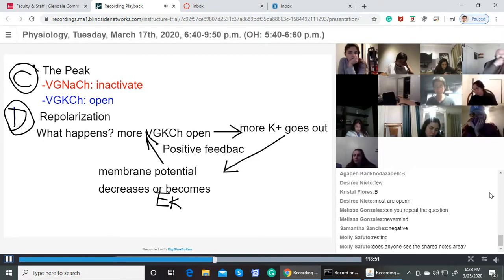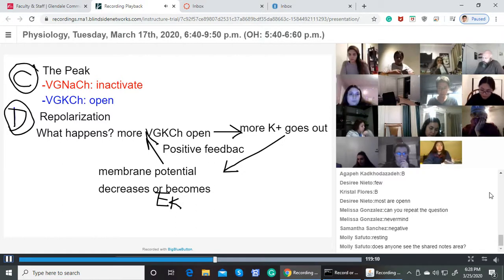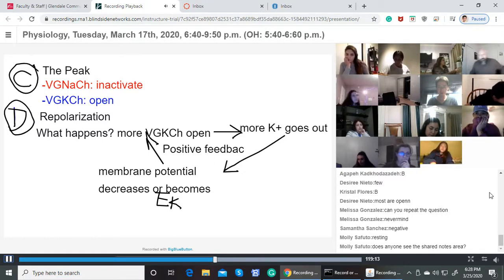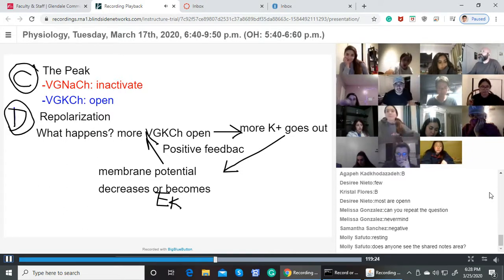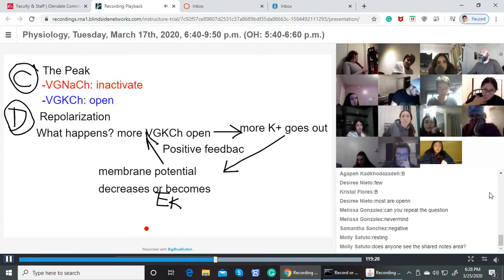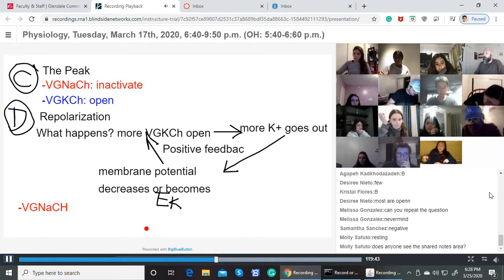Okay, I hope everyone is back. It's 8:40 now. So let's move on. This is part D. Basically, I'm very lazy, as you know. All right, try to be hardworking. Voltage-gated sodium channel, what happened? It continued to inactivate.